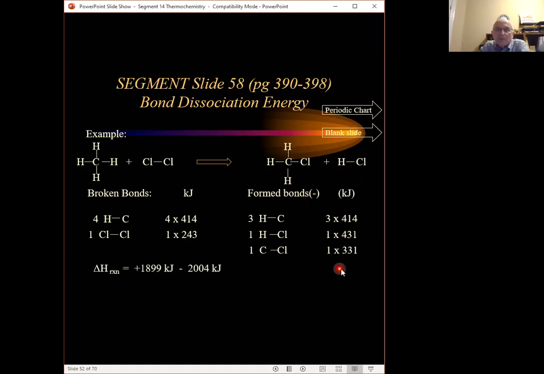So now, if we add all of these up, this is the amount of energy in broken bonds. That's a positive number. It takes energy to break a bond. And this sum is 2004 kilojoules, but that's going to be energy released when those bonds are formed. So that heat is negative.